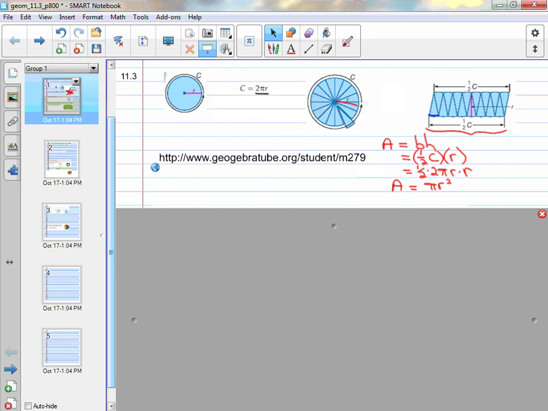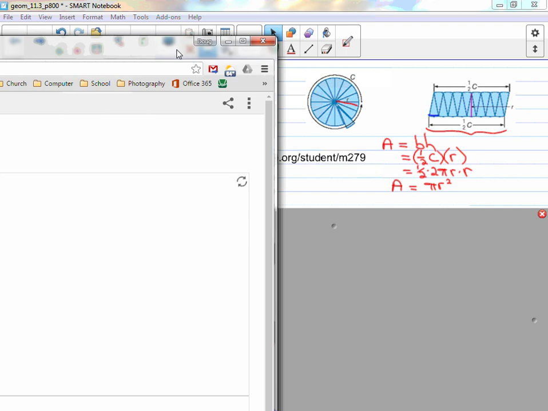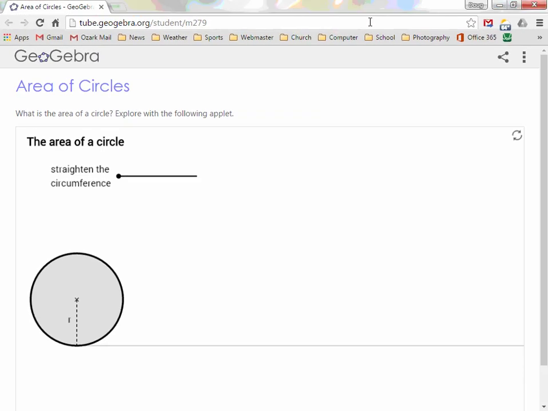Yeah. Now you might be saying, now wait a minute. That's not exactly a parallelogram. And you would be right. So we're going to look at a little animation. Here we have this nice circle.